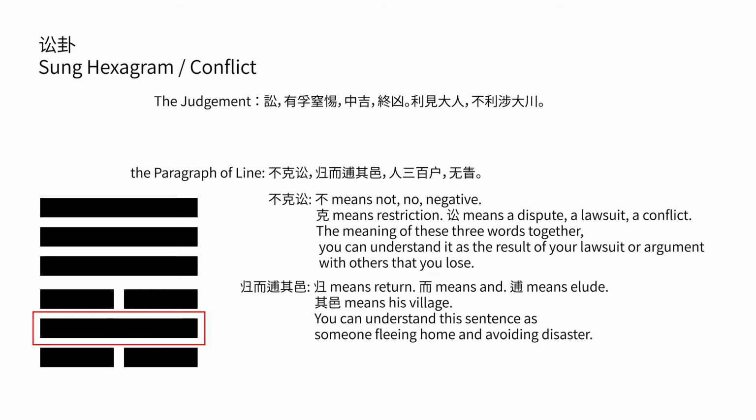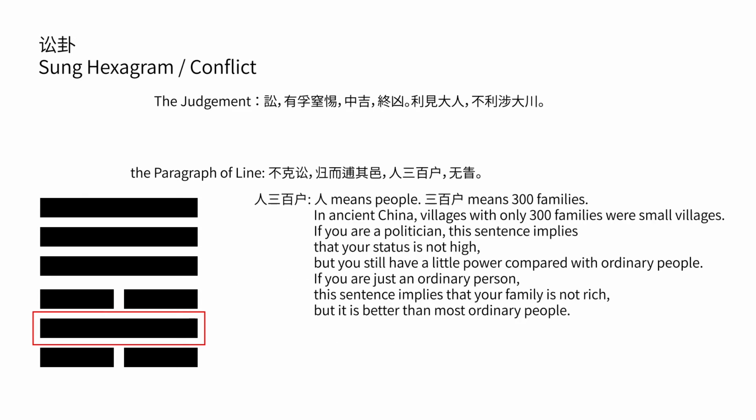归而不其义。归 means return, 而 means end, 不 means elude, 其义 means his village. You can understand this sentence as someone fleeing home and avoiding disaster. 人三百户，人 means people, 三百户 means 300 families. In ancient China, villages with only 300 families were small villages.